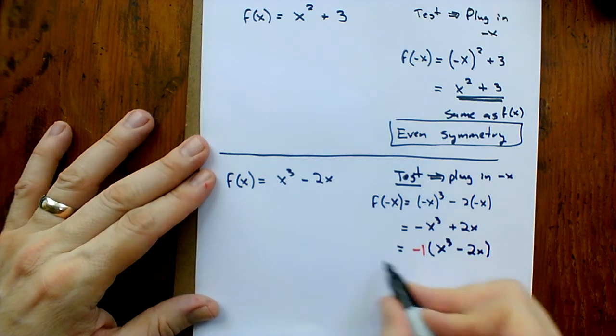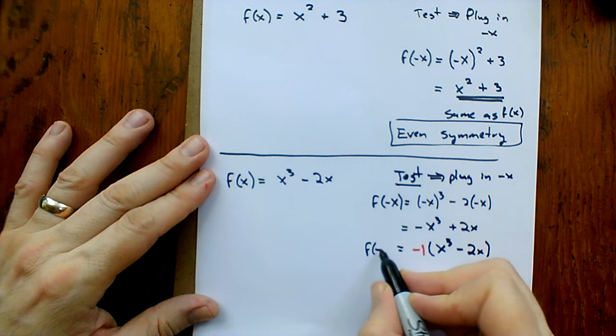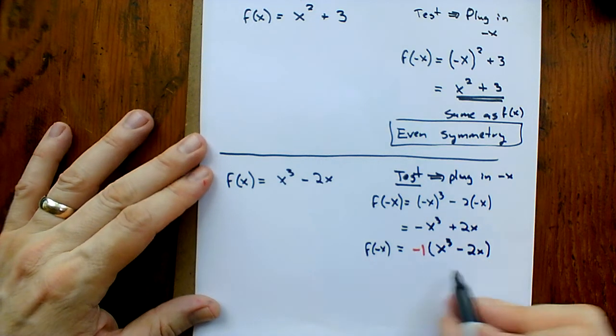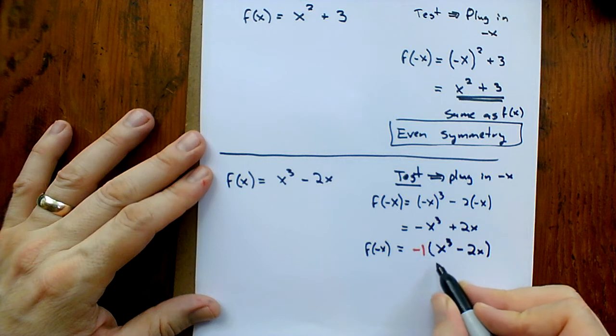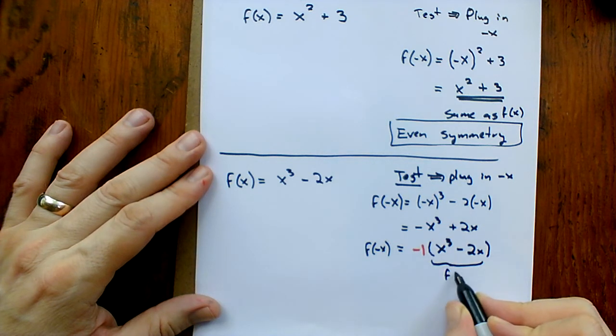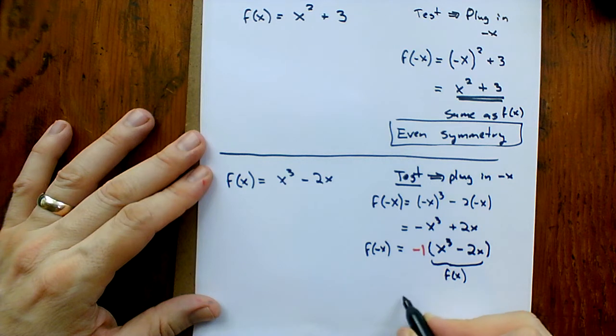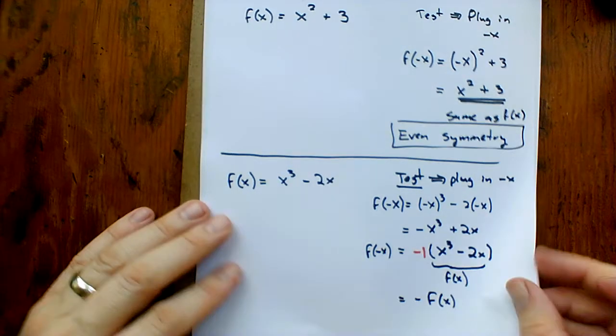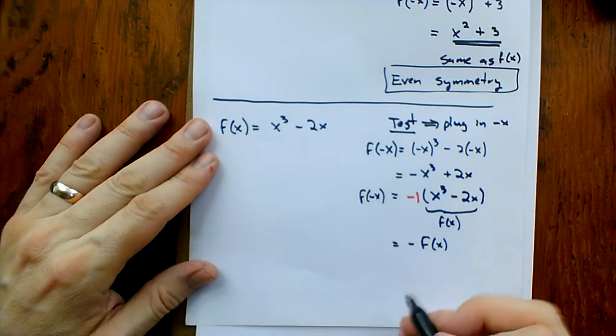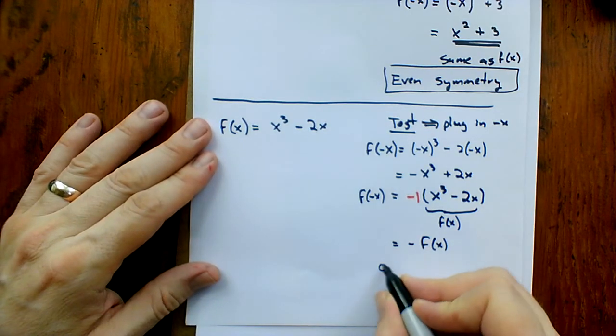Okay, so our f of negative x, thinking about this, I can look at this and say this right here is our f of x. So this is going to be the same thing as negative f of x. This tells us that we have odd symmetry.